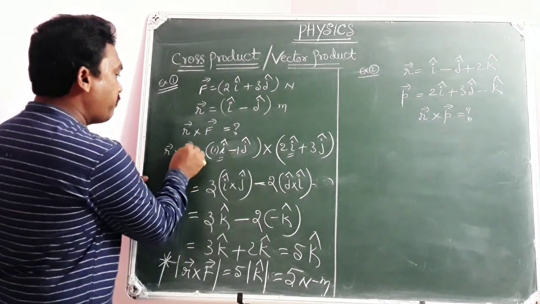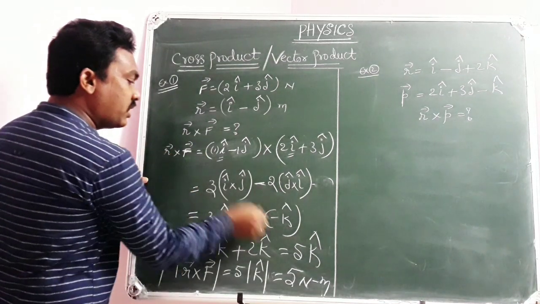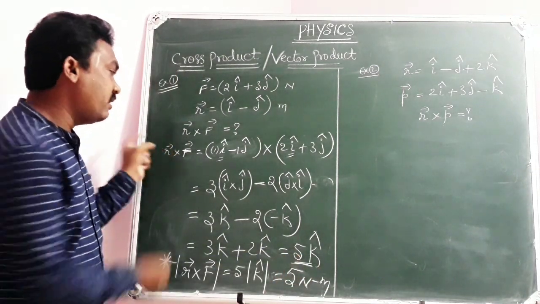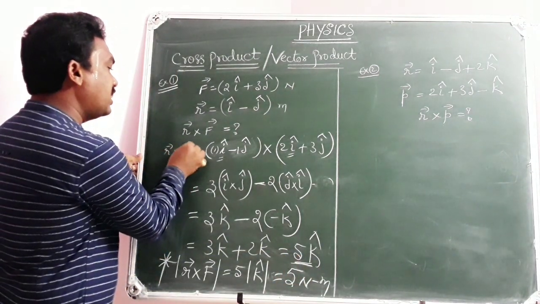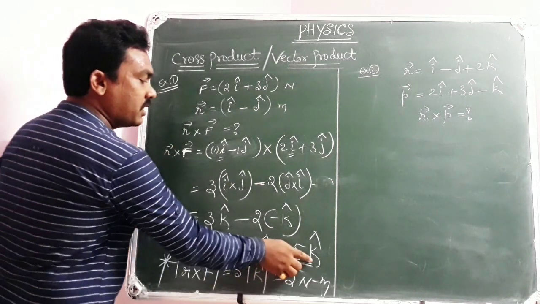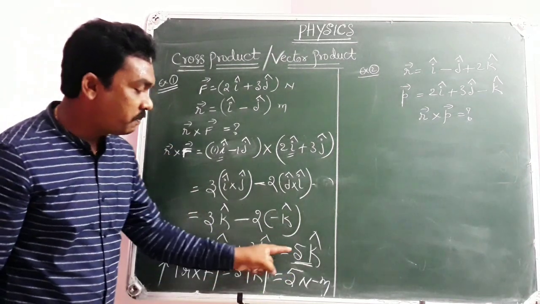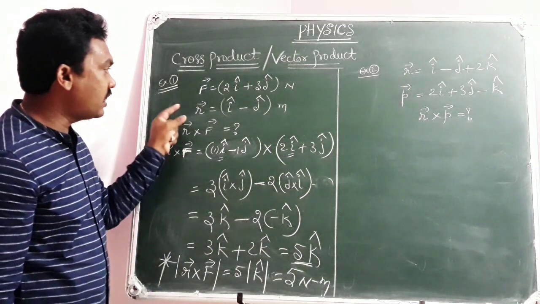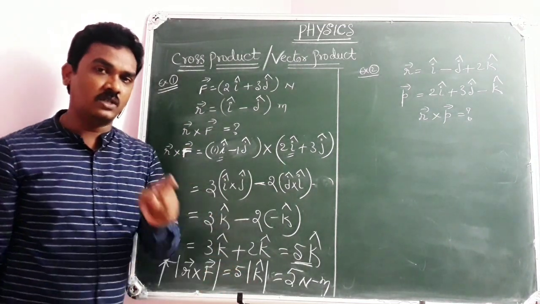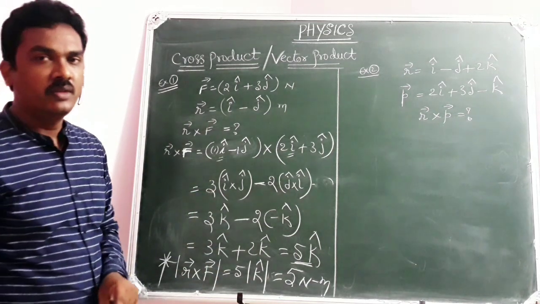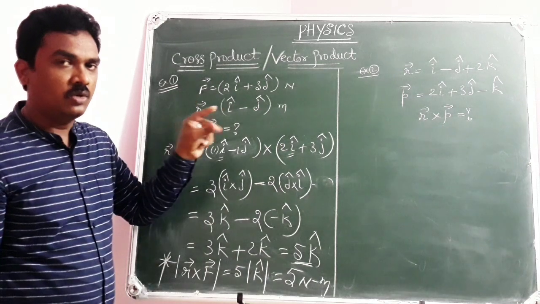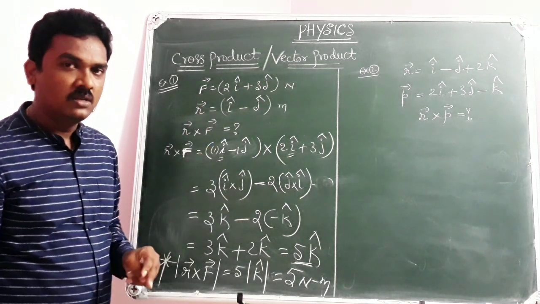See, R bar cross F bar is equal to 5 into k cap, you got. It indicates this product is a vector whose direction is along the positive z axis, because you got 5 into k cap, that is plus 5 into k cap, so positive z axis. So in this way, the cross product of any two vector physical quantities is also a vector. This is all about vectors in 2D, 2 components only, you can solve like this.